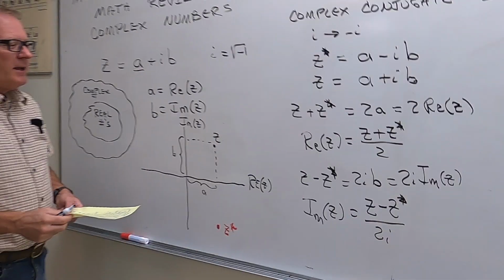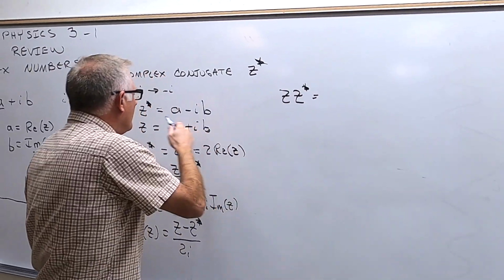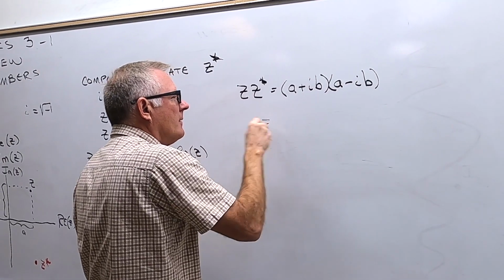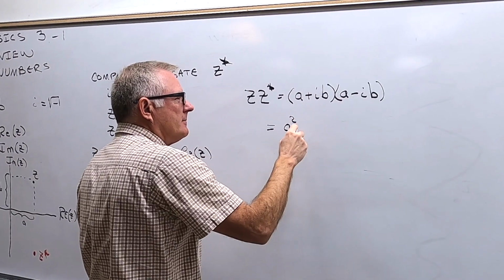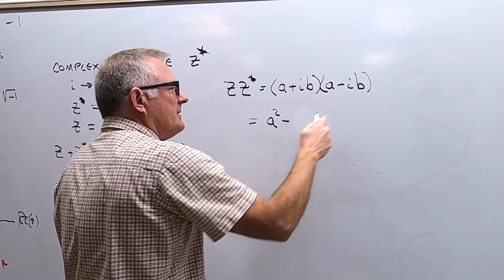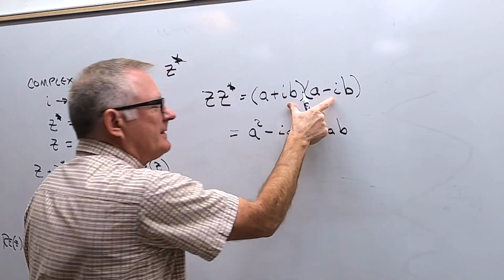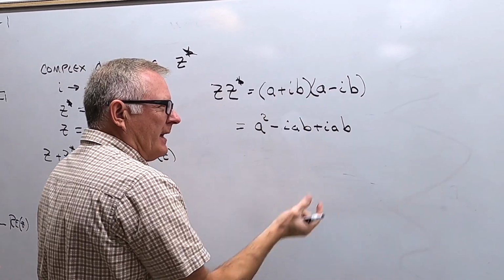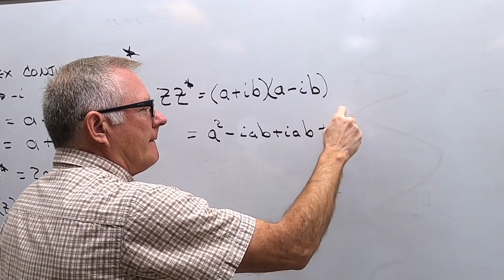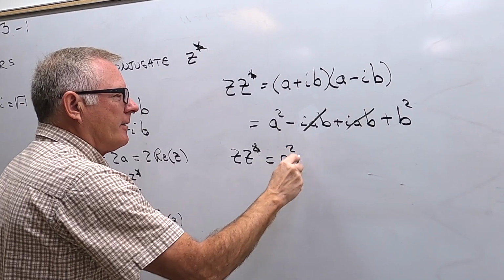Okay, suppose we multiply z times z star. Well, that's a plus ib times a minus ib, which is a squared, plus minus iab, plus iab, and then this times this. Minus times a plus is a minus, but i squared is another minus, so this is always going to be plus, and we just get b squared. These two cancel out. So z times z star is a squared plus b squared.